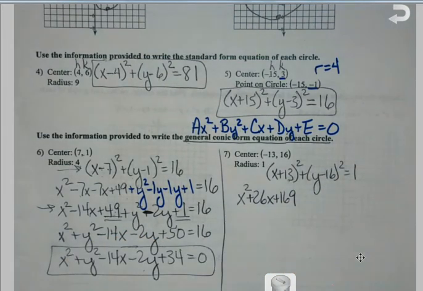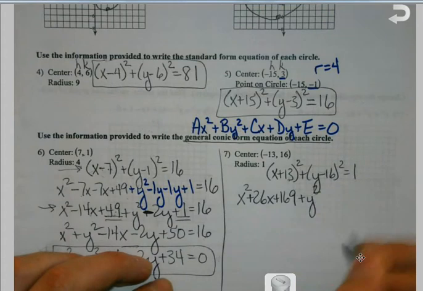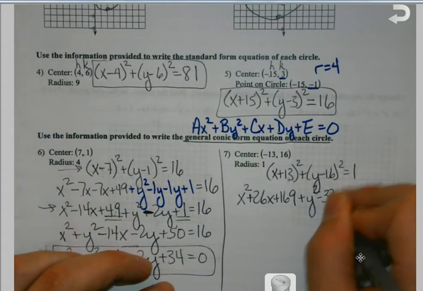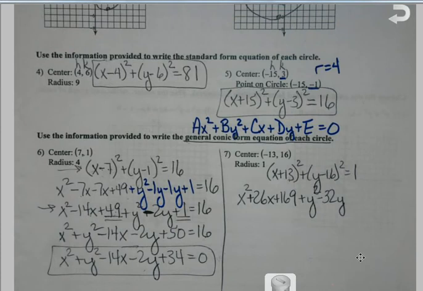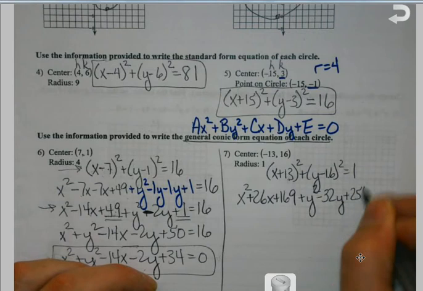And that way, instead of having to write it out and FOIL everything, I just take advantage of the pattern. I just double whatever that number is. I'm going to do the same thing with my y's. If I double negative 16, okay, I'm not squaring it, I'm doubling it. So a negative will still stay negative. And then negative 16 squared is 256.